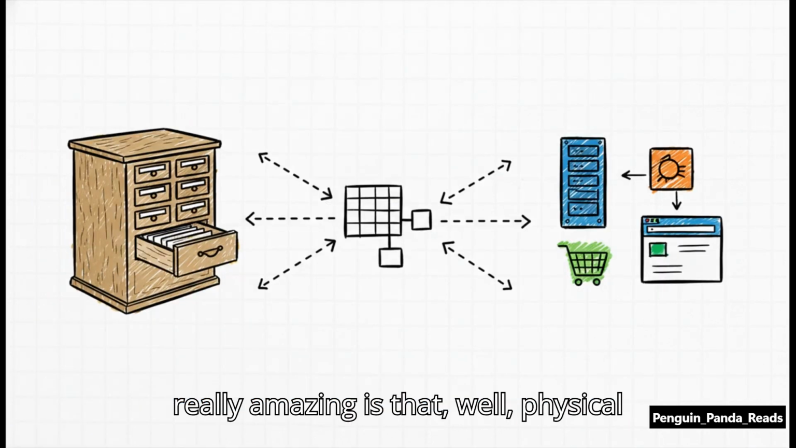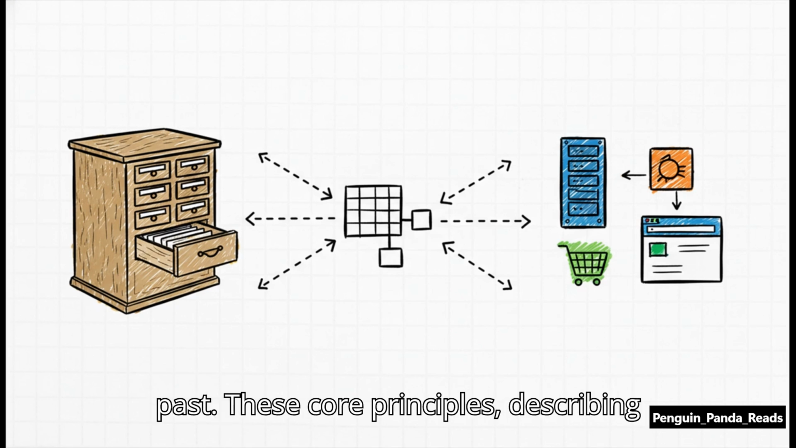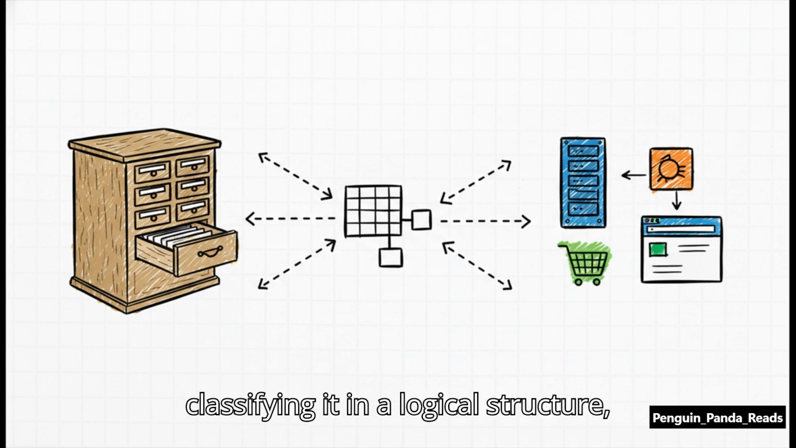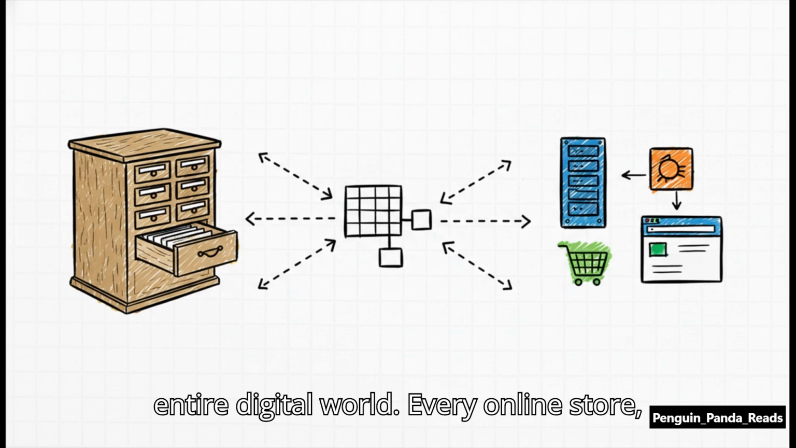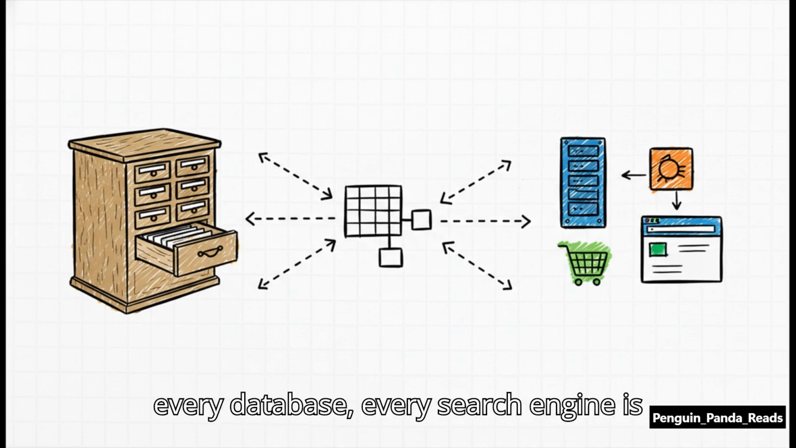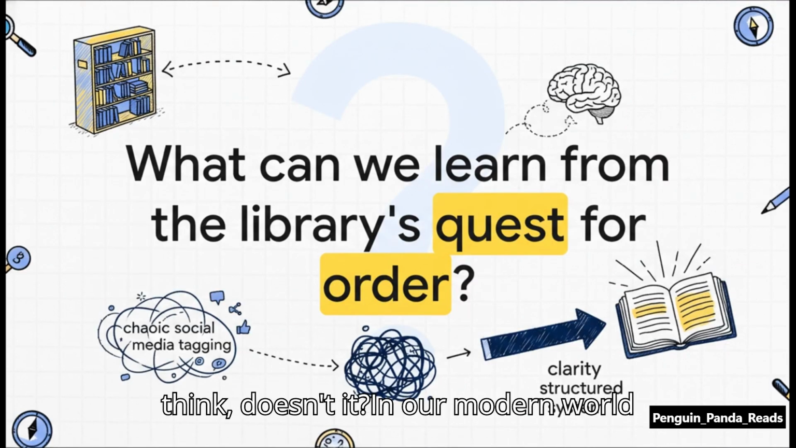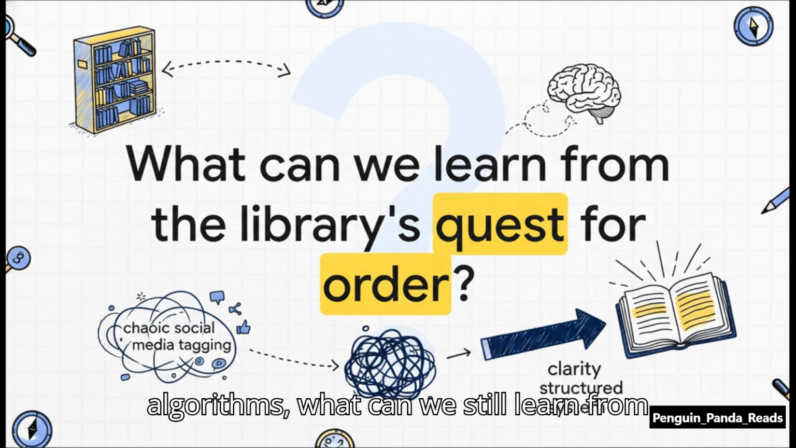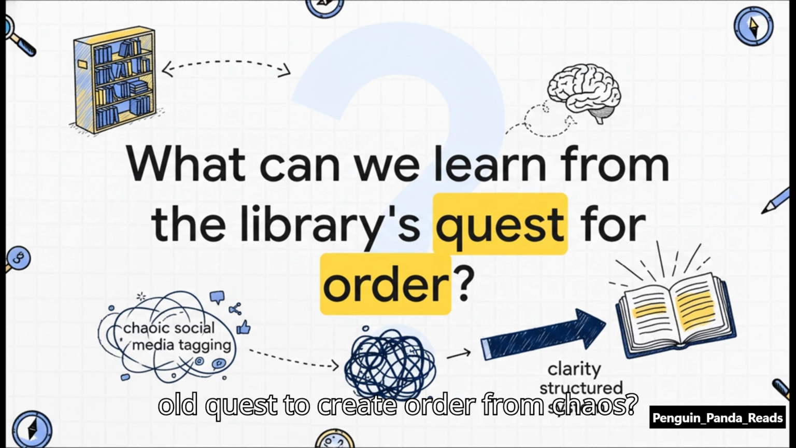What's really amazing is that while physical catalog cards are mostly a thing of the past, these core principles, describing an item with standardized data and classifying it in a logical structure, are basically the foundation of our entire digital world. Every online store, every database, every search engine is built on these ideas. So it makes you think, doesn't it? In our modern world of messy, chaotic hashtags and mysterious algorithms, what can we still learn from this very deliberate, very human, century-old quest to create order from chaos?